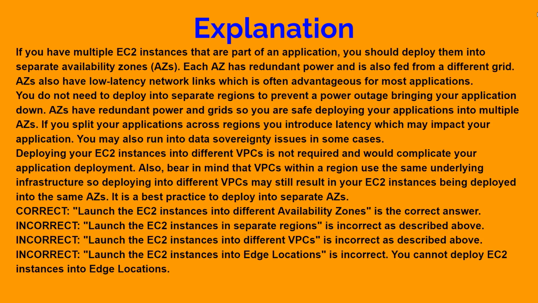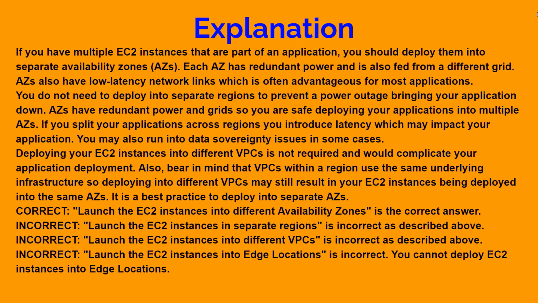Explanation. If you have multiple EC2 instances that are part of an application, you should deploy them into separate availability zones, AZs. Each AZ has redundant power and is also fed from a different grid. AZs also have low latency network links, which is often advantageous for most applications. You do not need to deploy into separate regions to prevent a power outage bringing your application down. AZs have redundant power and grids, so you are safe deploying your applications into multiple AZs.